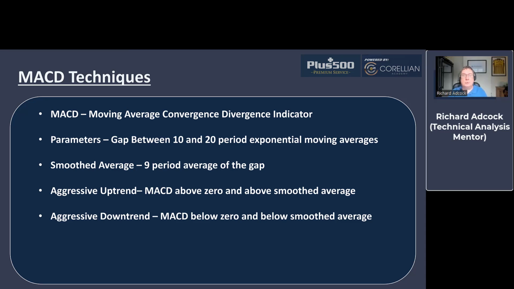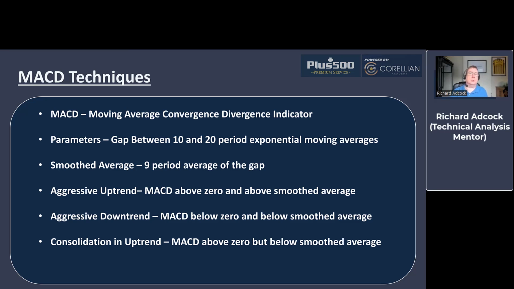The aggressive downtrend signal is when the MACD line is below zero and below its smooth moving average. So again, this is where the majority of that aggressive negative trending condition is likely to materialize and bring about a more serious move within that ongoing developing trend.